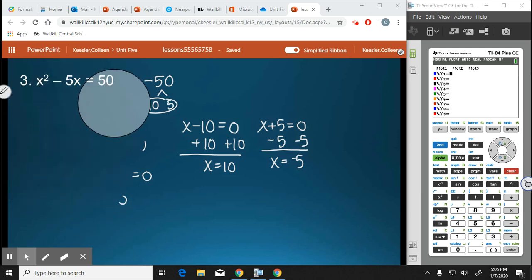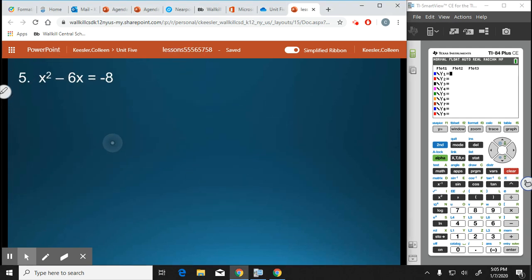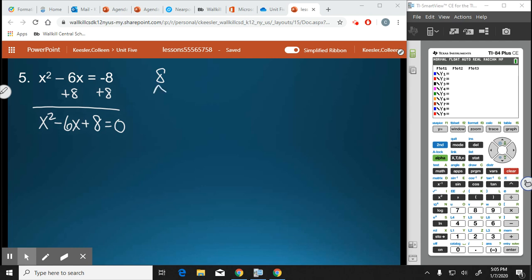Okay, number 5, I have x squared minus 6x equals negative 8, so we add 8 to both sides. X squared minus 6x plus 8 equals 0. So my product is 8, and I need the factors that give me negative 6. That would be negative 4 and negative 2. So we group x squared minus 4x minus 2x plus 8 equals 0.